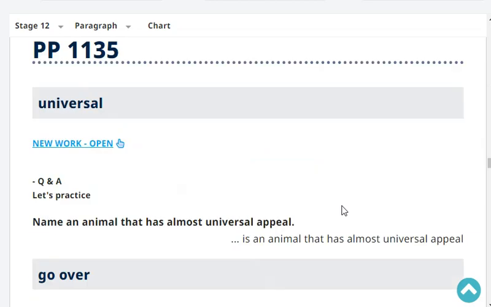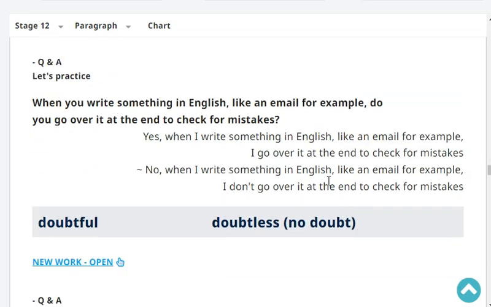First question. Name an animal that has almost universal appeal. A dog is an animal that has almost universal appeal.